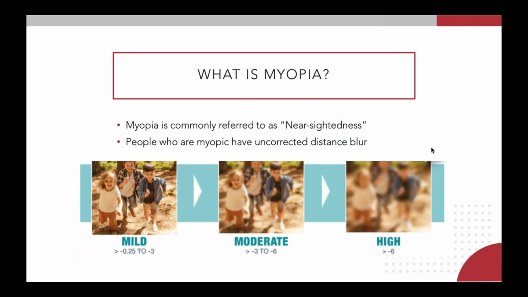So let's start off with what is myopia. Myopia is commonly referred to as nearsightedness. So this is someone who can't see well in the distance without glasses, but they can see pretty good up close. So as you can see here, myopia ranges from mild to moderate to high.